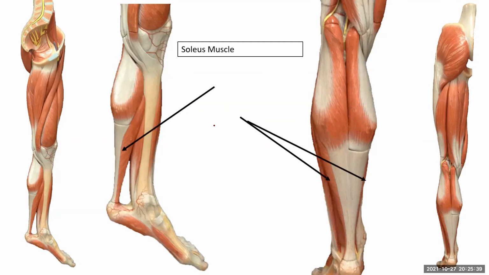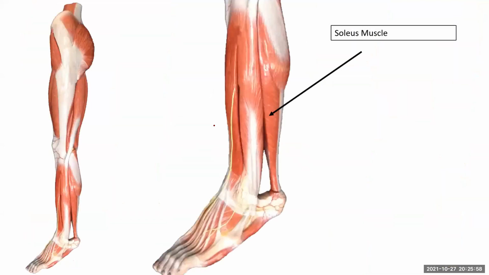And soleus is deep to the gastrocnemius muscle. Soleus and gastrocnemius form the triceps surae, right? You can see how they're attaching onto the calcaneal tendon there. Here you can see soleus, just deep to the gastrocnemius. All right, now don't forget, we have 3 compartments here in the leg. We have a posterior, an anterior, and a lateral.